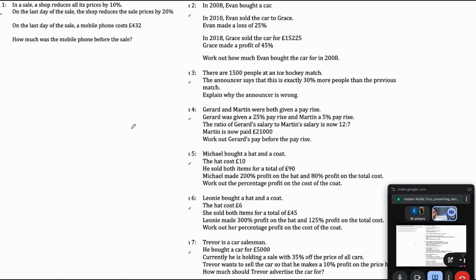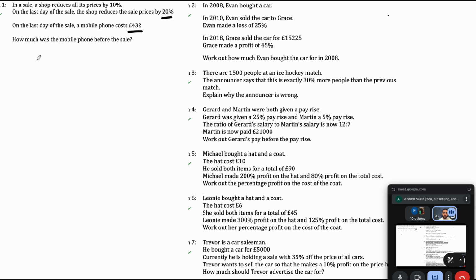Okay, we're looking at reverse percentages now. I'll go through the first question just in case you just want refreshing on this topic. You might have not seen it in a while. It says, in a sale, a shop reduces all of its prices by 10%. On the last day of the sale, the shop reduces the sale price by 20%. On the last day of the sale, a mobile phone costs £432.